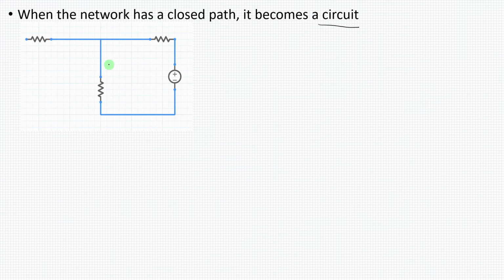Now if you observe these elements here, I'll call them R1, R2, R3 and V1. Now observe R2, R3 and V1 here. Let me take a different color. This is R2, R3 and V1. This particular structure is like a closed network, right? Whenever a network has a closed path, it becomes a circuit. So in this case, the circuit is R2, R3 and V1. That is, the combination of R2, R3 and V1 becomes a circuit.